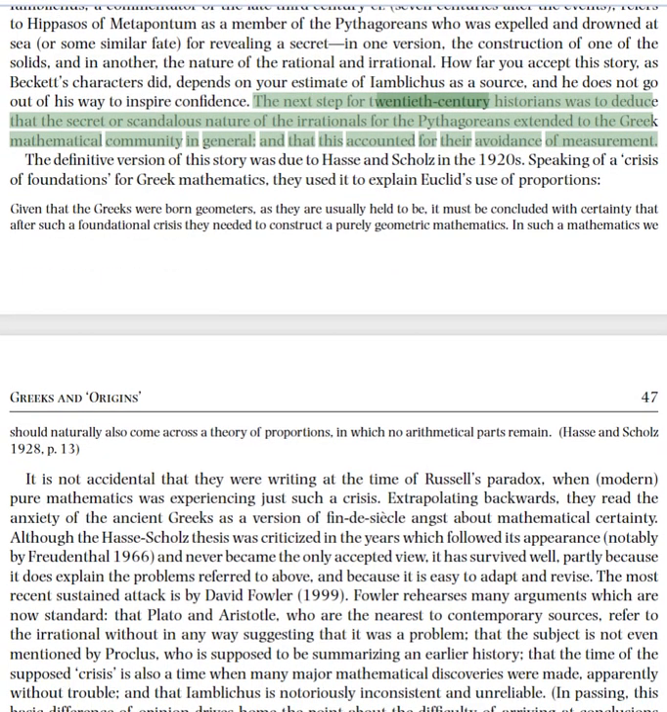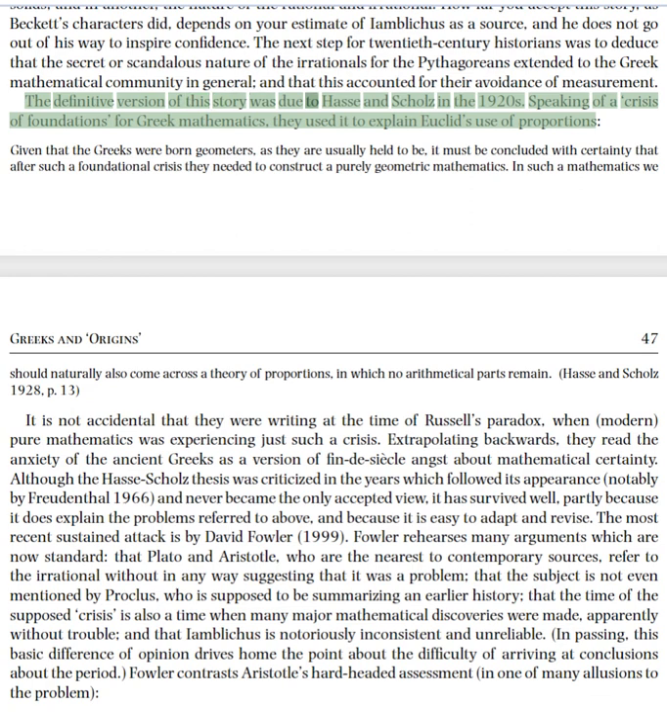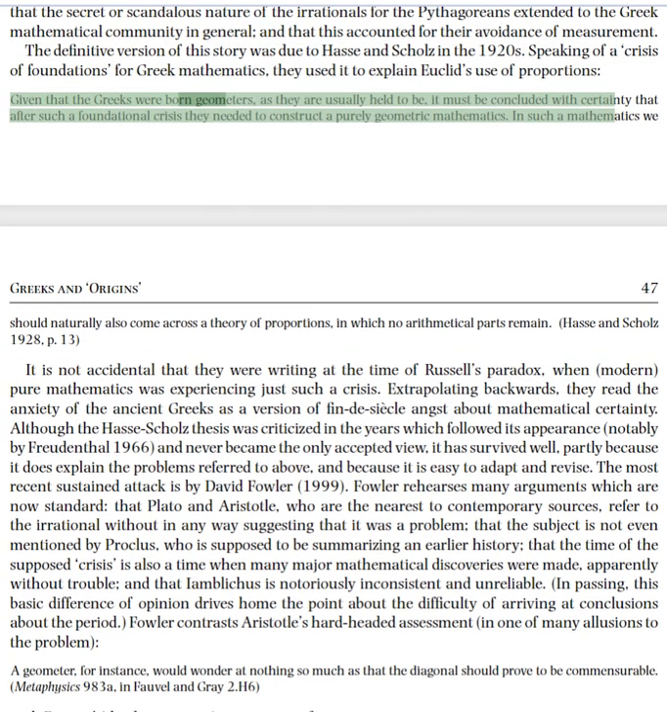The next step for 20th century historians was to deduce that the secret, or scandalous nature of the irrationals for the Pythagoreans extended to the Greek mathematical community in general, and that this accounted for their avoidance of measurement. The definitive version of this story was due to Hasse and Scholz in the 1920s. Speaking of a crisis of foundations for Greek mathematics, they used it to explain Euclid's use of proportions. Given that the Greeks were born geometers, as they are usually held to be, it must be concluded with certainty that after such a foundational crisis, they needed to construct a purely geometric mathematics.